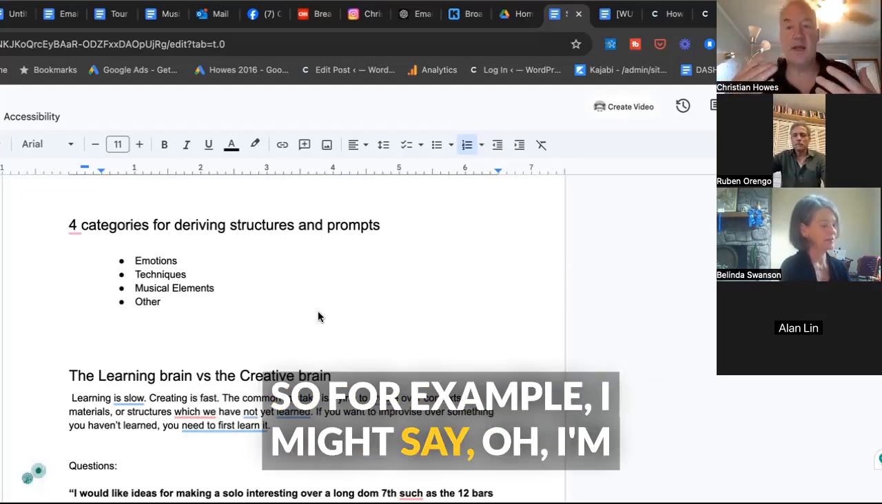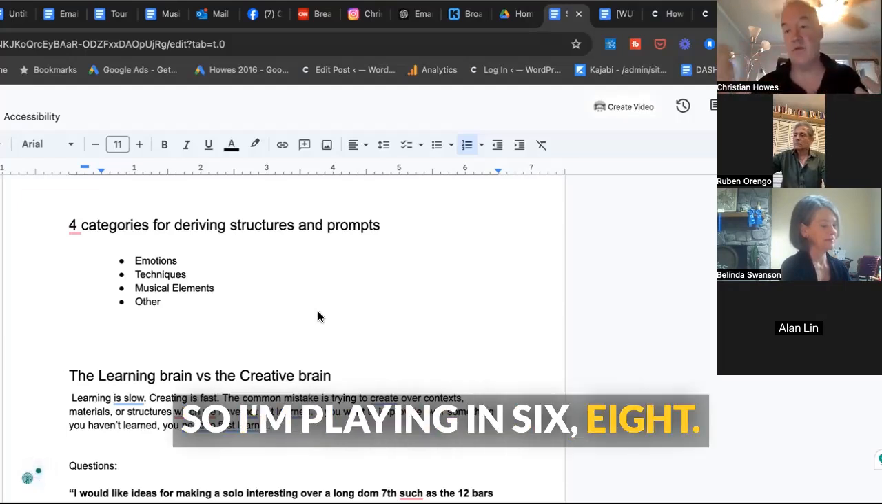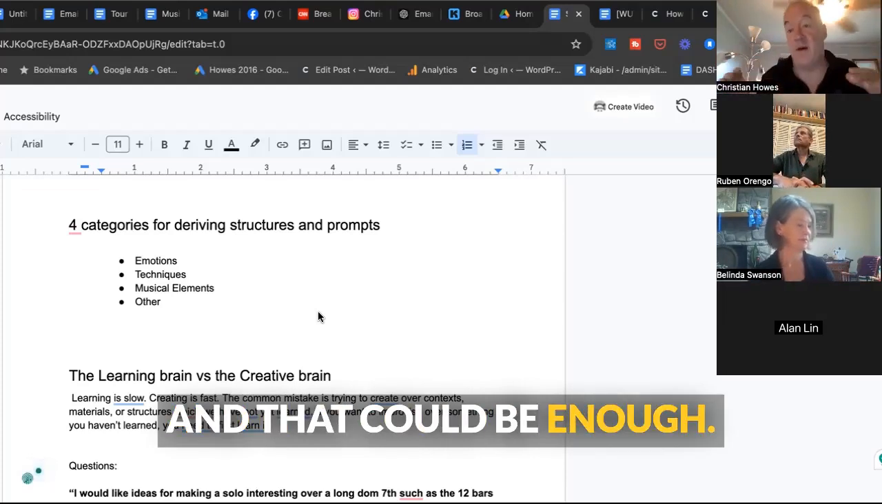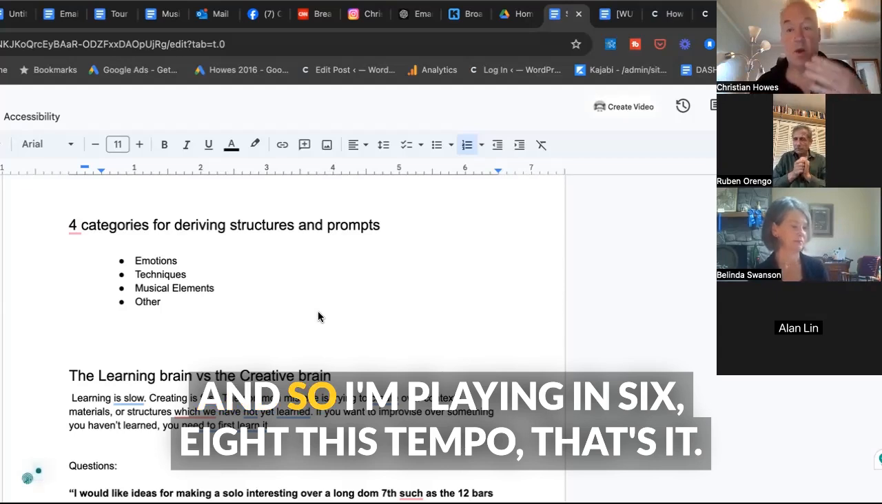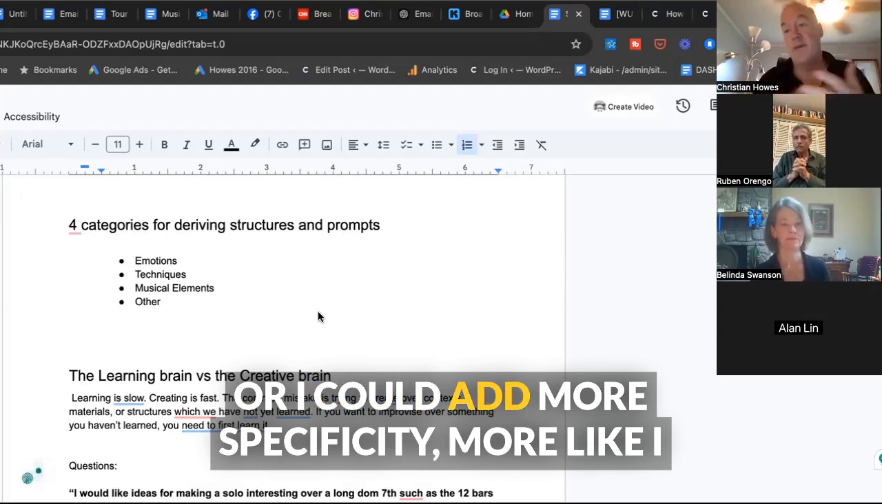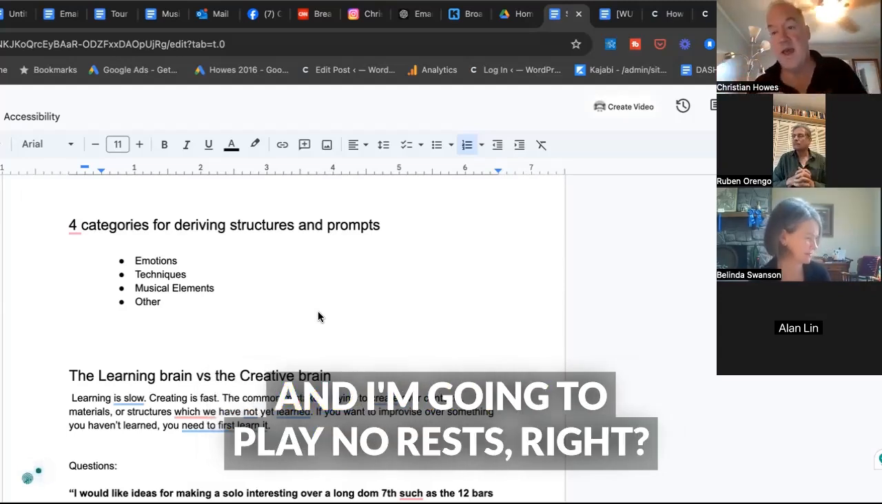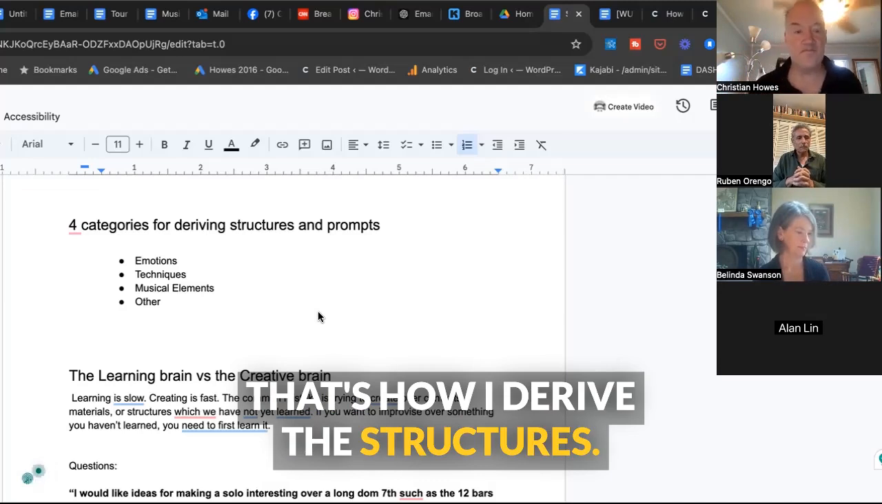So for example, I might say, oh, I'm going to pick a meter. Let me pick 6/8. Okay, so I'm playing in 6/8. What's my tempo? Oh, it's 60 BPM. And that could be enough. That's 2 parameters from musical elements. And so I'm playing in 6/8 at this tempo. Or I could add more specificity, like I could say, I'm going to use string crossings and I'm going to play no rests, right? And that's my structure. That's how I derive the structures.